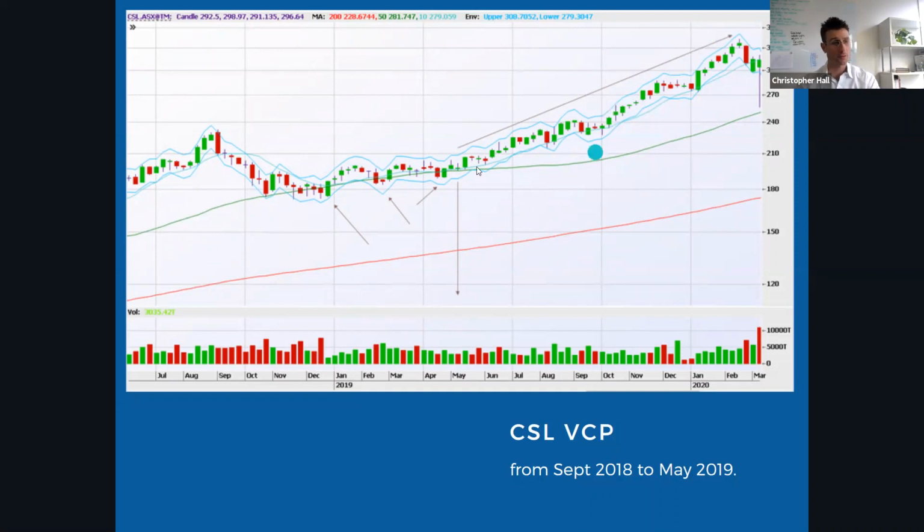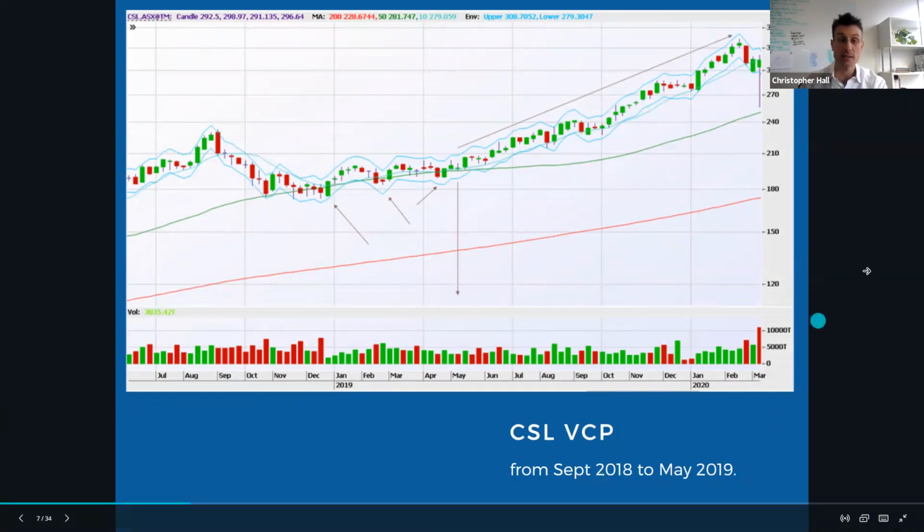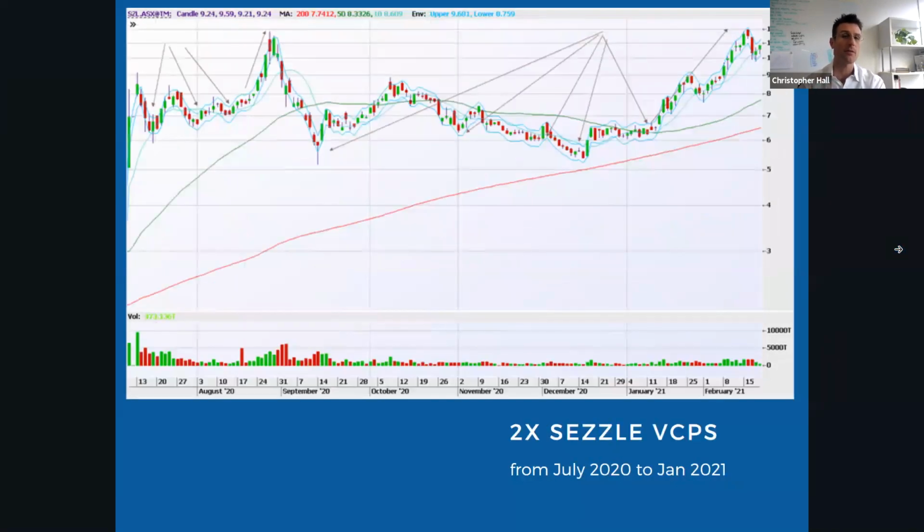That's the rise that's come out of this VCP, September 2018 to May 2019, on CSL. Now we move to more explosive ones that are leading thematics that many of us have more freshly in our minds, because this is the buy now, pay later space, and we're looking at Sezzle, which is definitely in that group. And we've got 2 VCPs over this period.